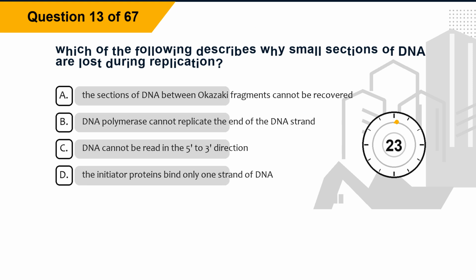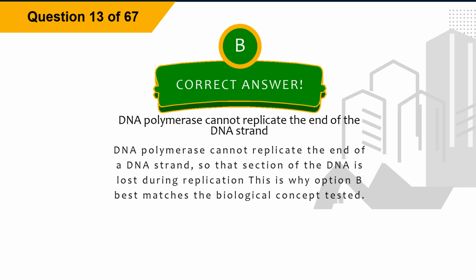Question 13. Which of the following describes why small sections of DNA are lost during replication? Option A, the sections of DNA between Okazaki fragments cannot be recovered. Option B, DNA polymerase cannot replicate the end of the DNA strand. Option C, DNA cannot be read in the 5' to 3' direction. Option D, the initiator proteins bind only one strand of DNA. The correct answer is option B, DNA polymerase cannot replicate the end of the DNA strand.